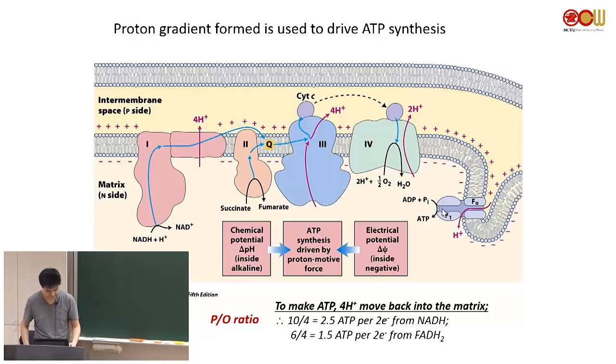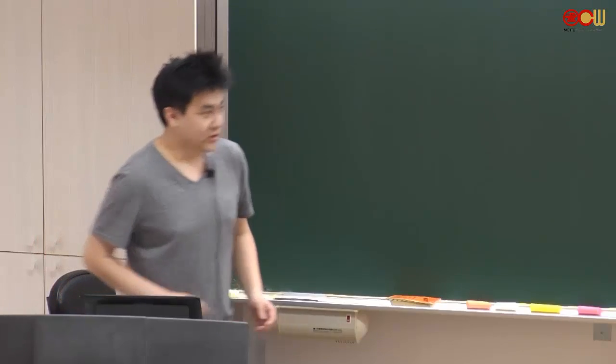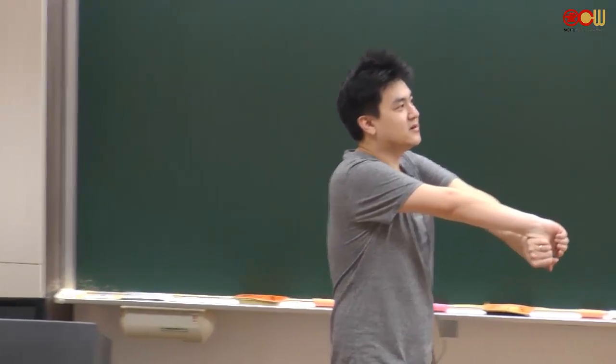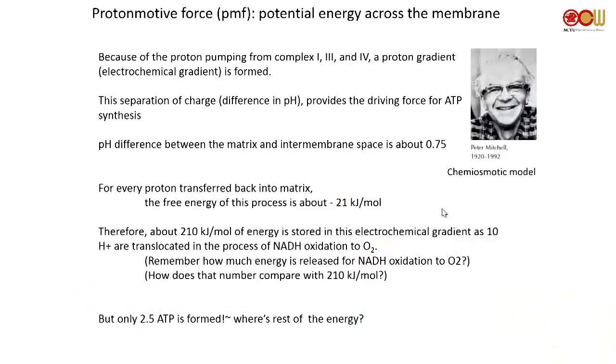Make sense? All right, so we started talking about this whole idea of proton motive force. Again, this is not a force exactly. It's more of a potential energy across the membrane. Because the proton pumping from complex 1, 3, and 4 forms a proton gradient, which is the same thing as an electrochemical gradient. And this separation of charge, a difference in pH, provides the driving force necessary for ATP synthesis. Because you have a potential energy, and we can then turn that potential energy into a chemical energy stored in ATP. Make sense?